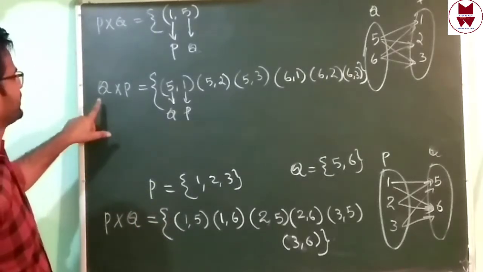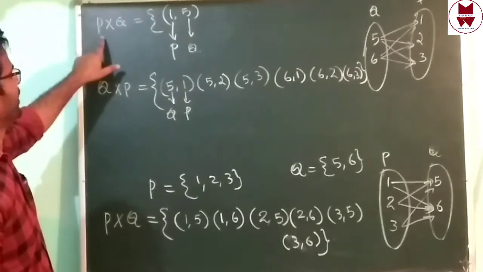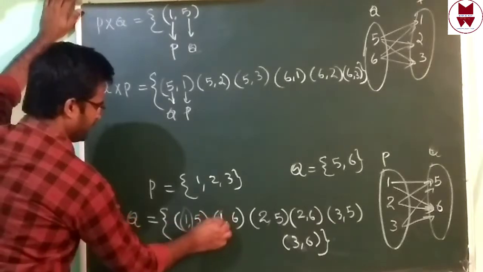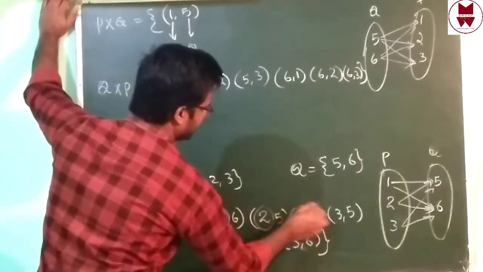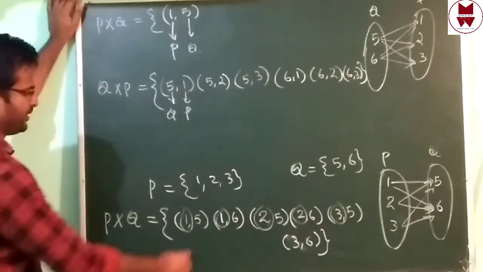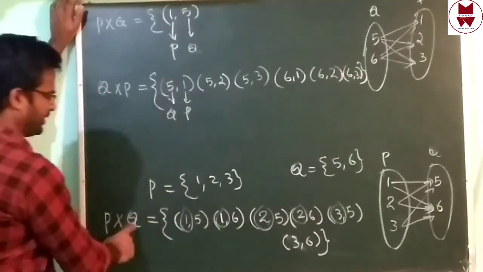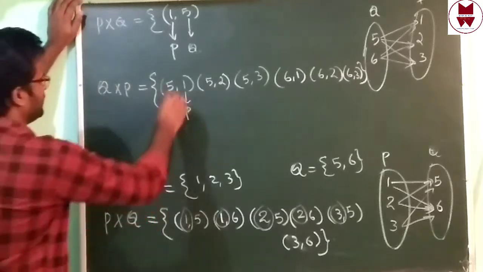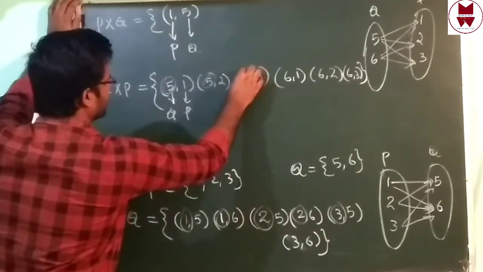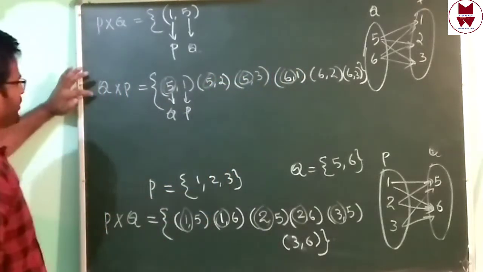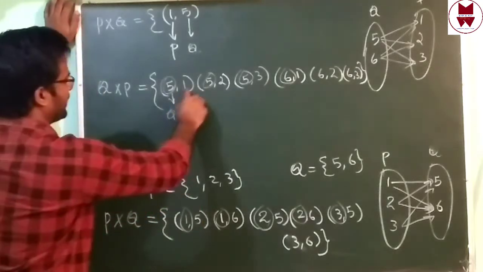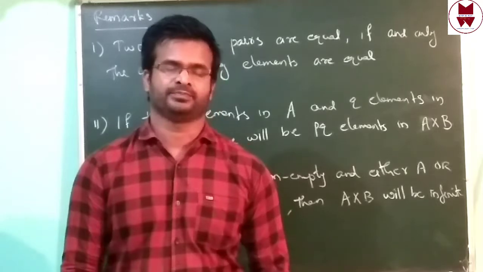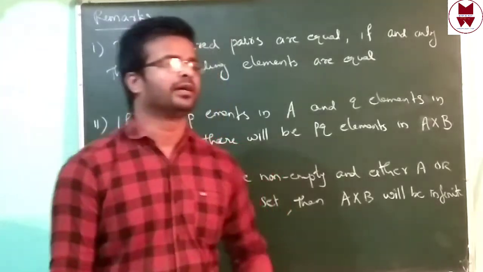If you interchange the sets, first I wrote P cross Q, that means the first elements are all from set P, then the second elements are all from set Q. But in this case, Q cross P means the first elements are all from Q, then the remaining second elements are all from P. Now we can study some remarks on Cartesian products.